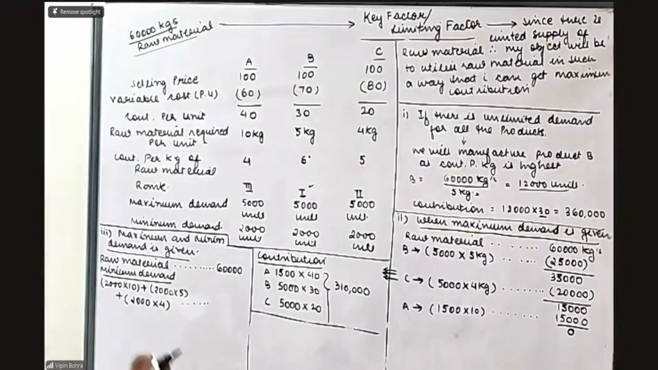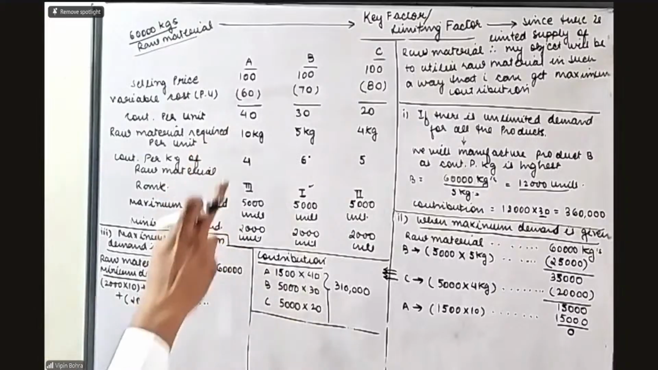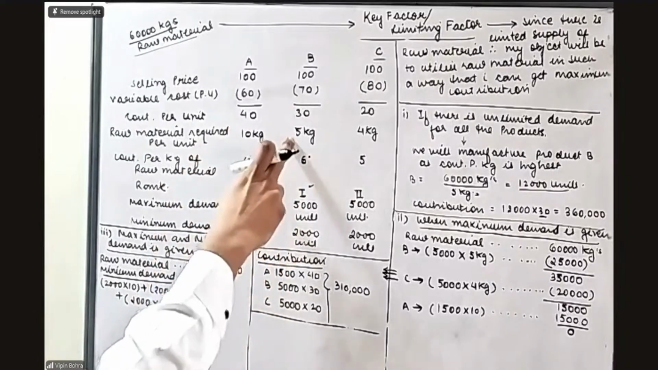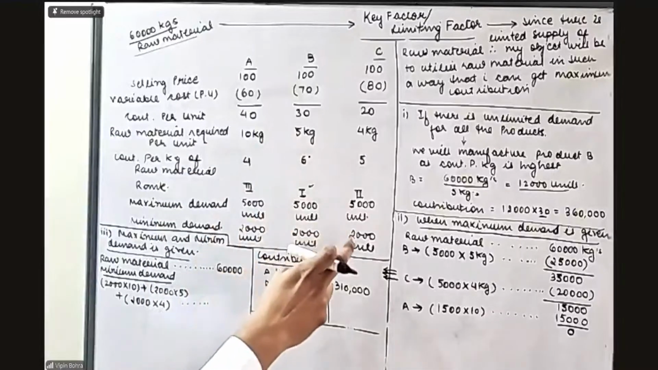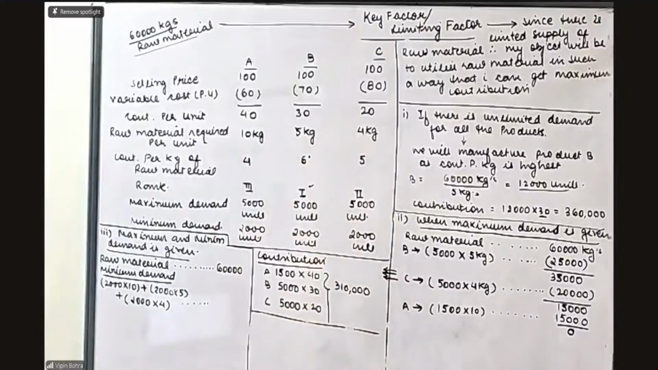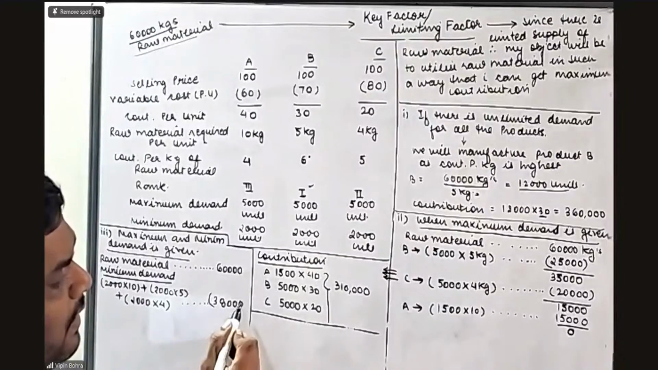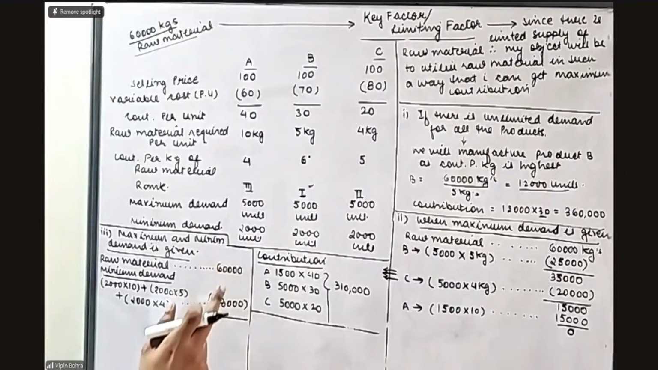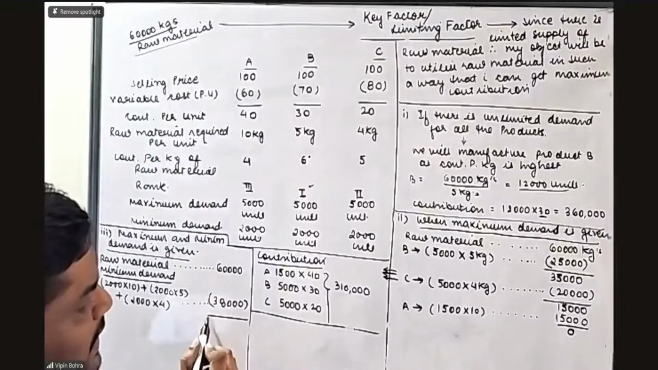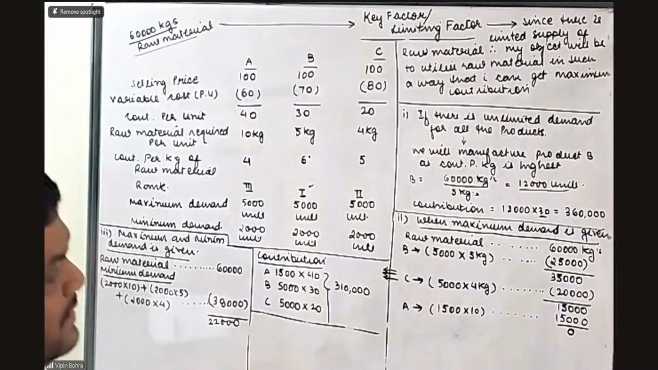So we will fulfill the minimum demand for all the three products A, B, and C. So 20,000 in this, 10,000 in this, 30, and 4,000, 2,000 into 4, so 8. So 38,000 will be utilized to fulfill the minimum demand. So after fulfilling the minimum demand, still we are left out with 22,000 kgs.